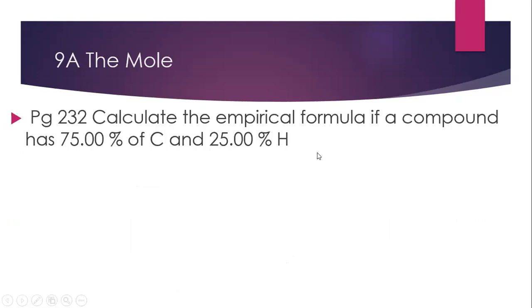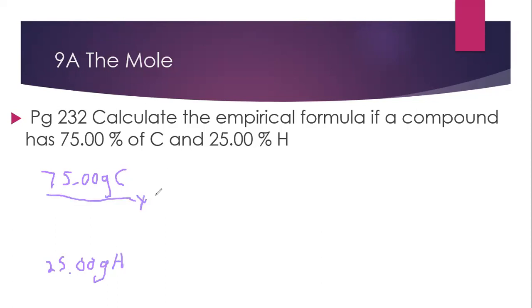Okay, we've got 75% carbon and 25% hydrogen, and so we'll go ahead and do this problem. Again, we just write it automatically as grams. So we've got 75 grams of carbon as a given. We've got 25 grams of hydrogen. Okay, these are our givens. And so we're going to first convert them to moles.